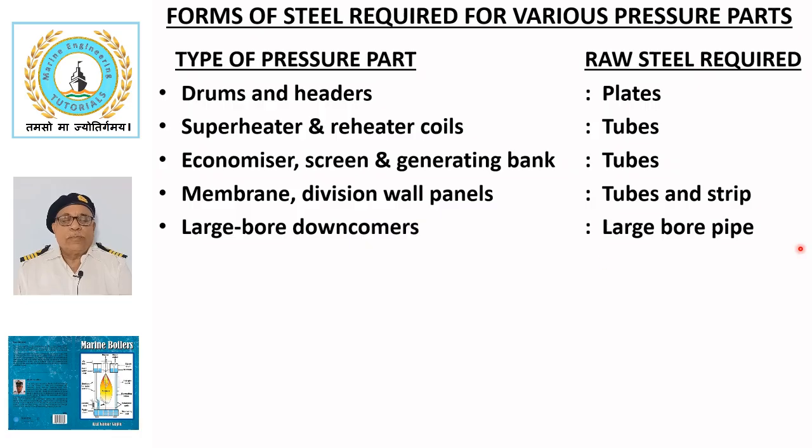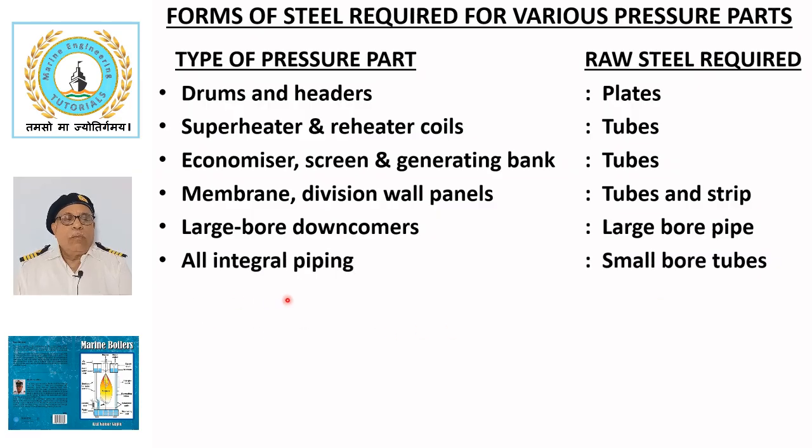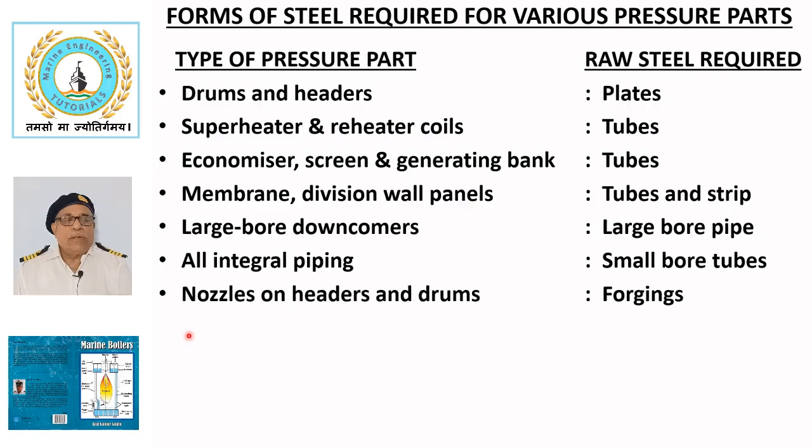Large bore downcomers. Downcomers are used to distribute water from steam drum to water drum or headers. They are made up from large diameter pipes and are not subjected to heat. Integral piping. Other internal pipes in boilers are fabricated from small bore tubes. Nozzles on headers and drums. Connections in the drum and headers for superheaters, reheaters, attemperator, desuperheater and economizer are steel forgings.